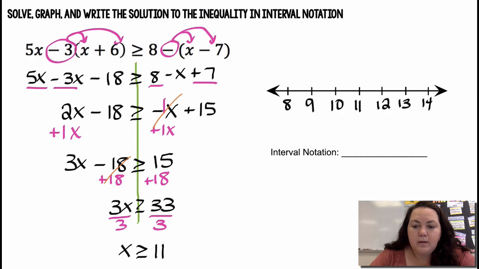All right, so make my number line. At 11, I have greater than or equal to. So because it has the equal to, I'm going to do a filled-in circle. And I'm shading to the right all the numbers that are greater than 11. I'm including 11, so it's going to be a bracket, and I'm going to positive infinity. Infinities always get a parenthesis.